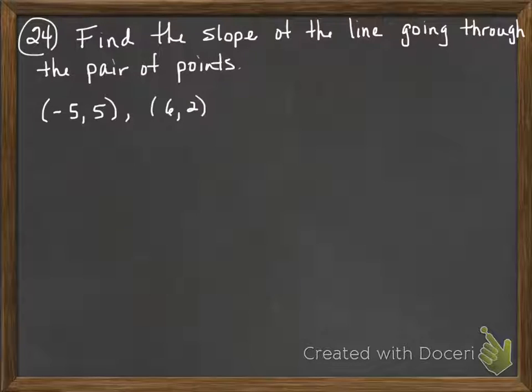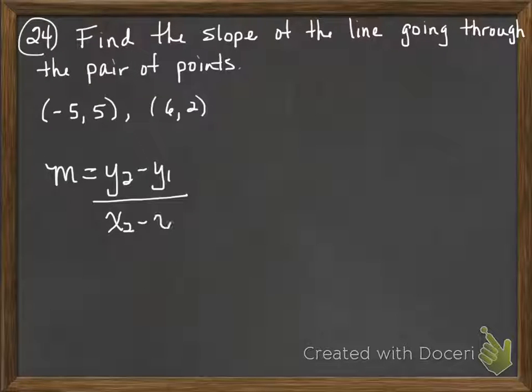In number 24, they're asking me to find the slope of the line going through the pair of points. So I do have a slope formula. Anytime I'm given two ordered pairs, I can do y sub 2 minus y sub 1 divided by x sub 2 minus x sub 1. So just remember, your two ordered pairs represent x's and y's.